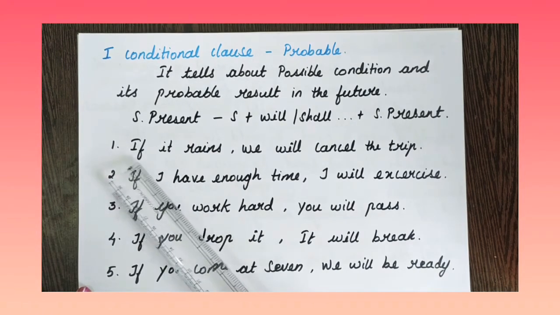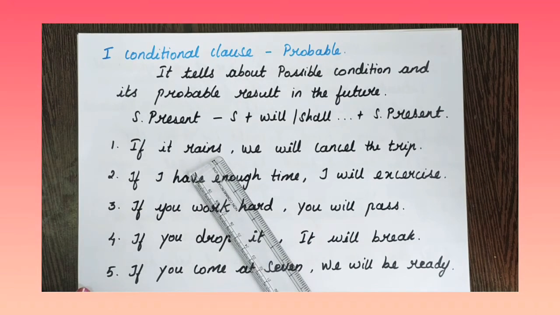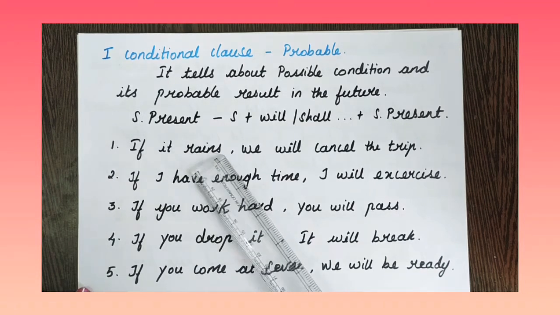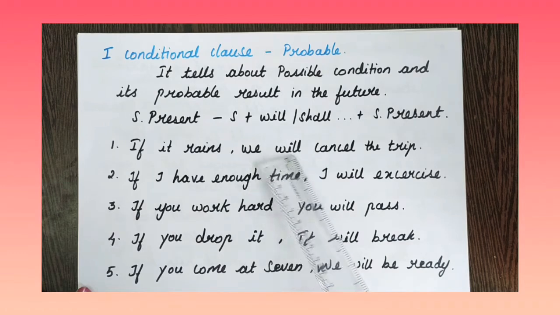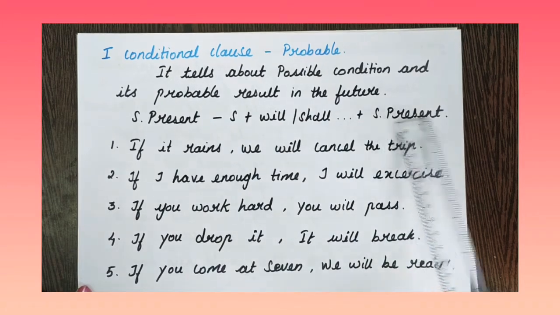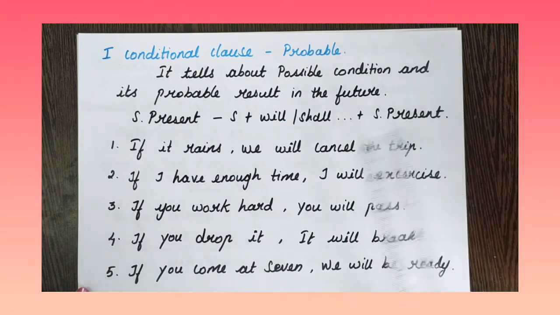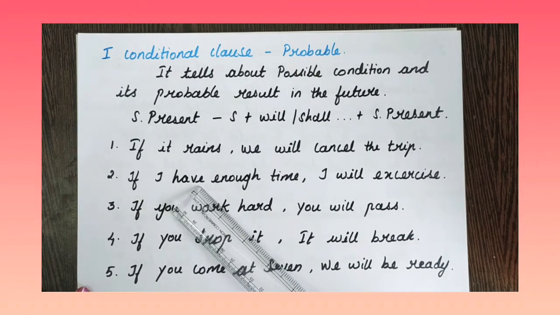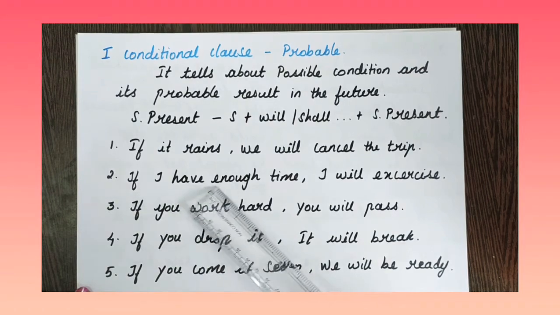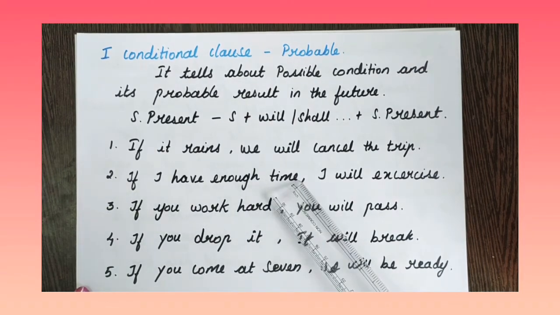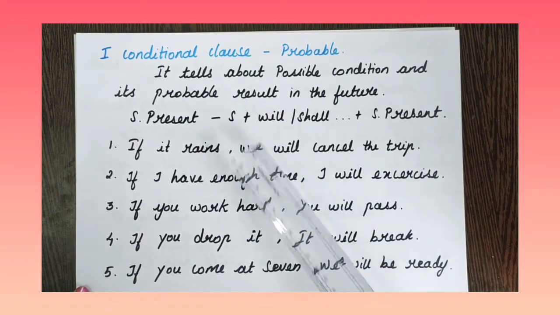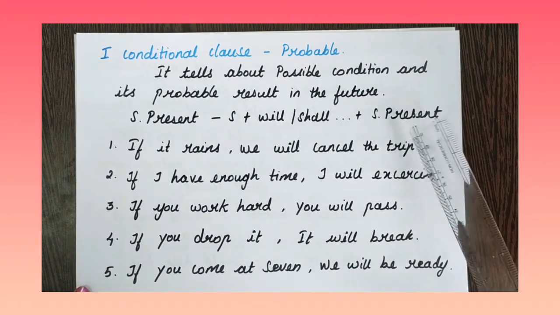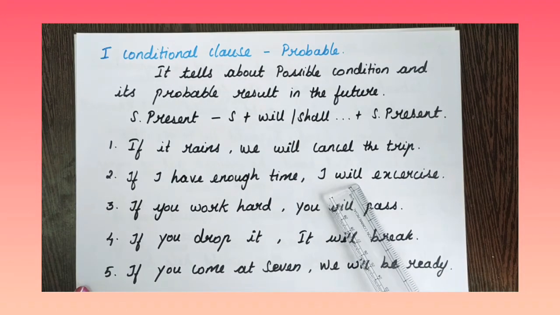See the first sentence. If it rains. Which tense is it? It is present tense only. Simple present tense. If it rains, we, subject, will, modal auxiliary verb, will cancel the trip. Here also the simple present tense of the verb is given. Next example. If I have enough time, have is which tense? Present tense only. So here it is a simple present tense sentence. If I have enough time, I will exercise. So you have to know this formula thoroughly, then only you can write the sentences. Put the subject, modal auxiliary verb will and the simple present tense of the verb.